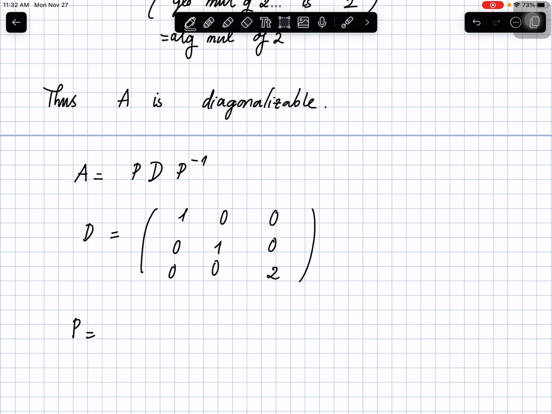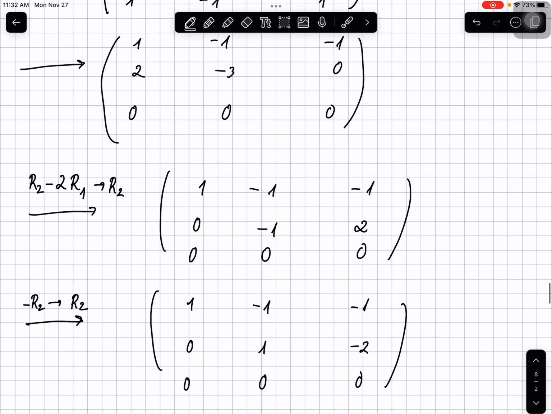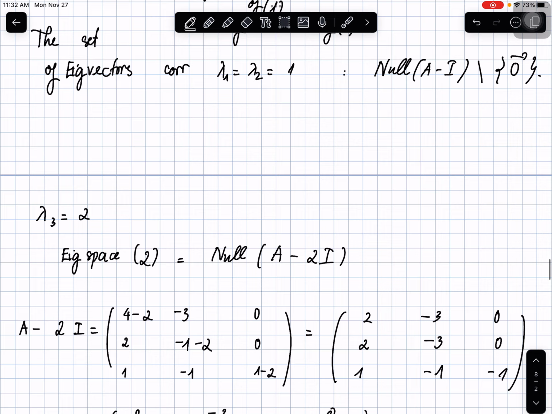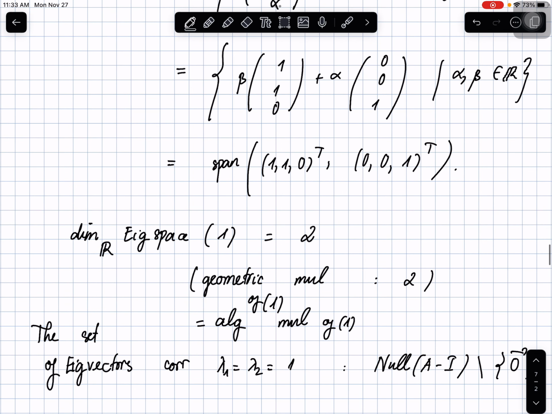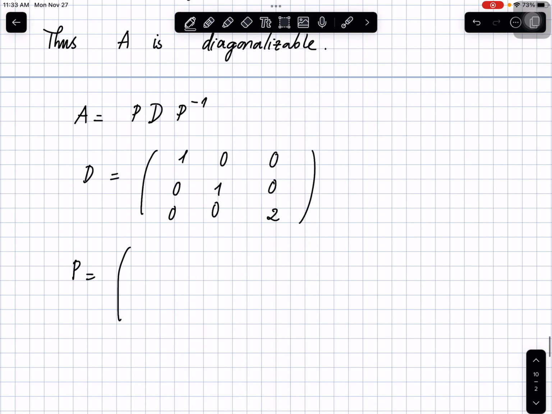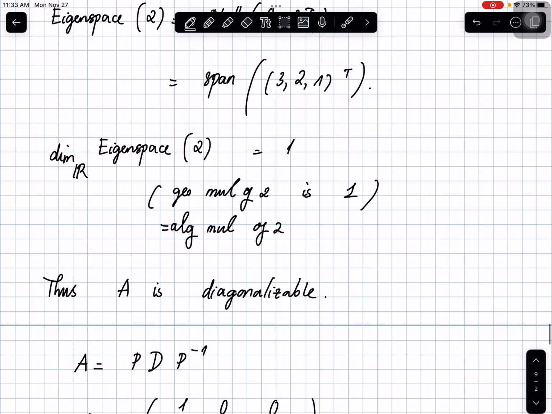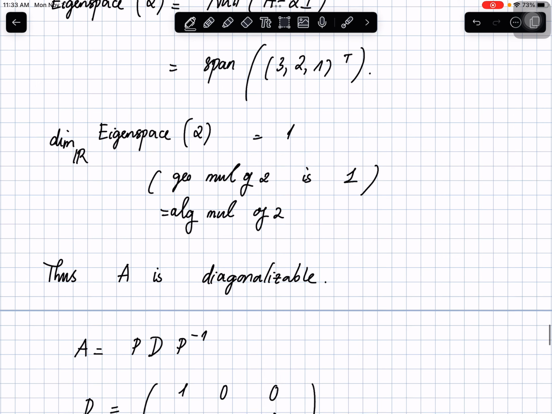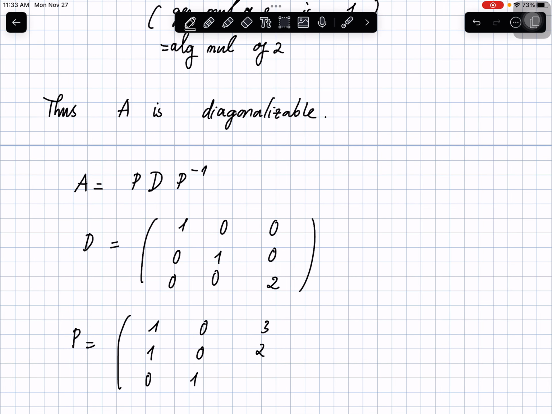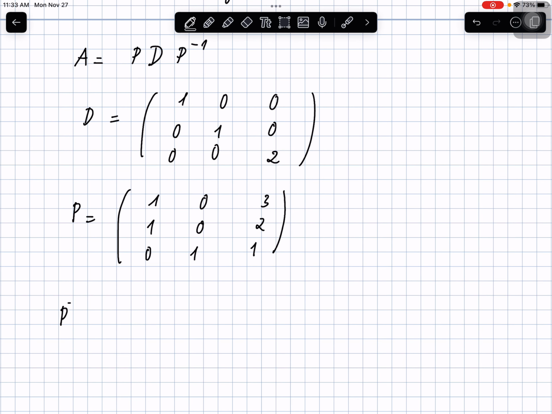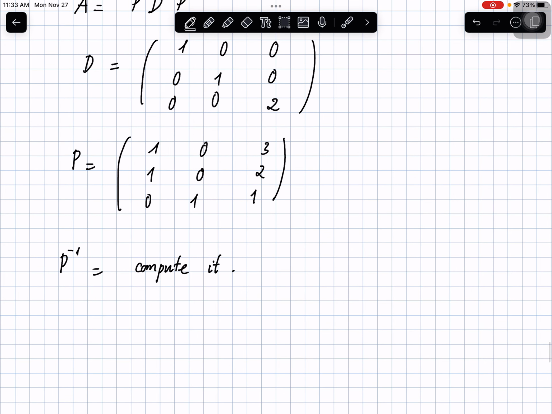P's first column vectors are the eigenvectors corresponding to the eigenvalue 1. So this is the two vectors (1, 1, 0) and (0, 0, 1), and the last one is the eigenvector corresponding to eigenvalue 2, so (3, 2, 1). And P inverse becomes P inverse.